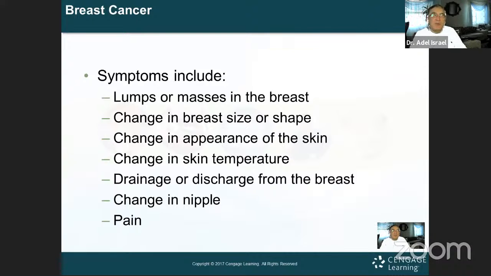What are the symptoms of breast cancer? Lumps or mass in the breast, change in the breast size and shape, change in the appearance of the skin, which is very important. Appearance of the skin. Change in the skin temperature, drainage or discharge from the breast, change in the nipple, and pain. Actually, pain will be the last.